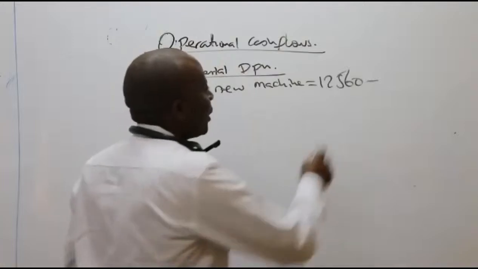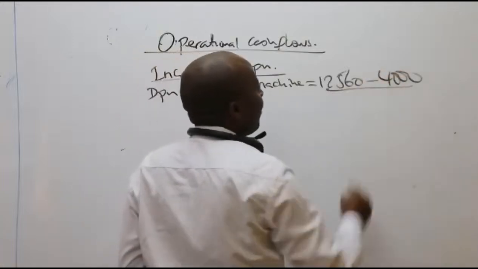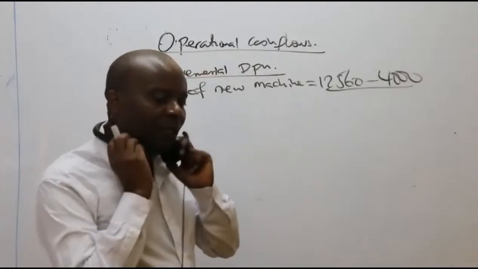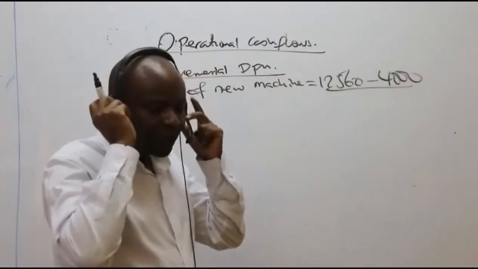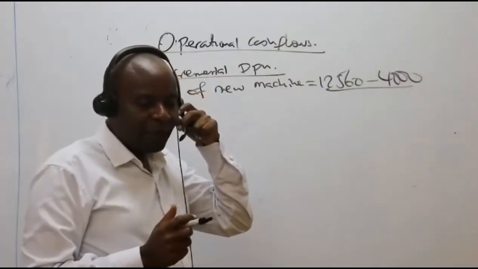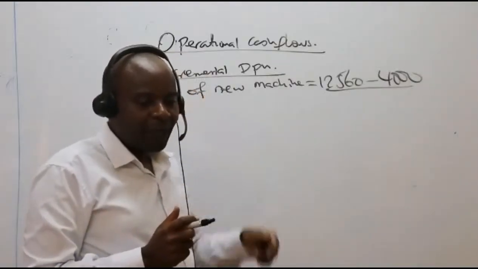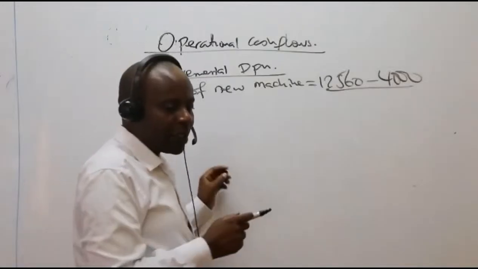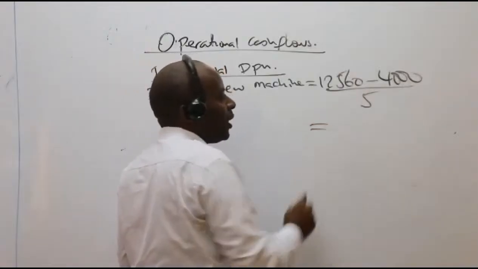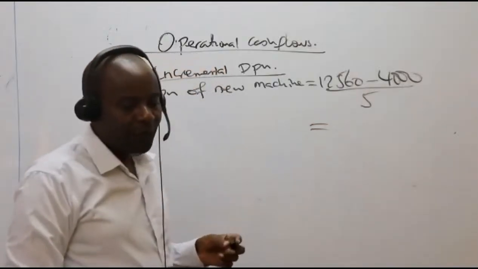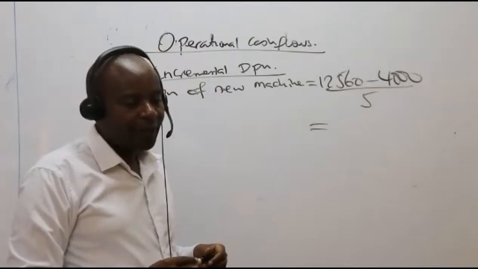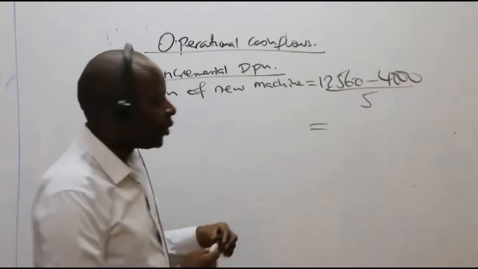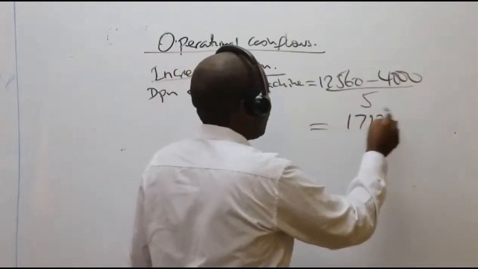So 4,000 divided by number of years, ambazo ni ngapi? What do we have as our number of years? Are you able to hear me now? Number of years, 5 years. So then could you kindly give me this depreciation here? 1712. Thank you very much.